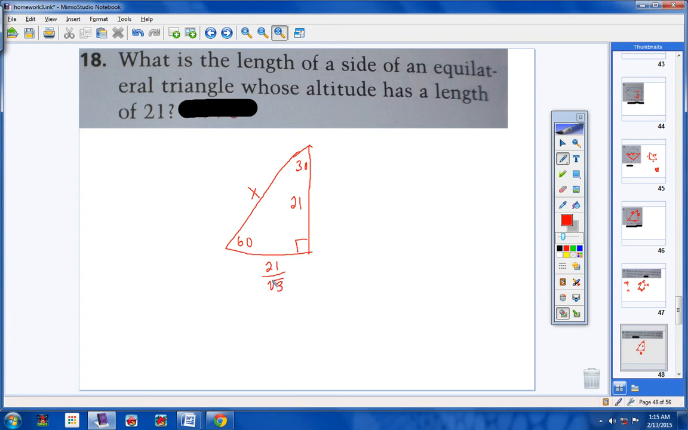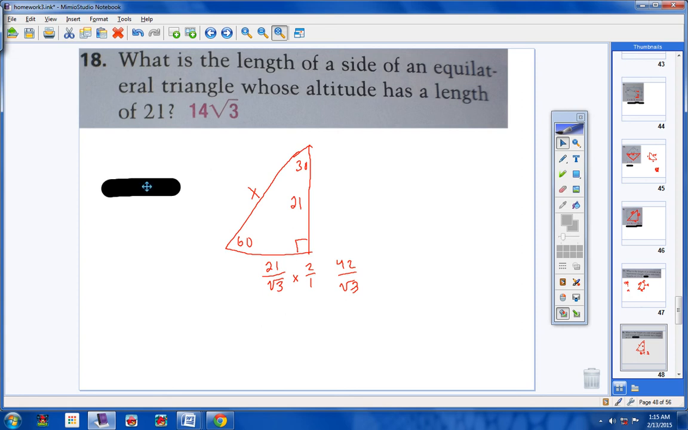Okay? Now, in order to get this length right here, which of course is the hypotenuse, right across from 90, you have to take this and multiply it by 2. So 21 over the square root of 3 times 2 over 1 would give you 42 over the square root of 3, because 21 times 2 is 42, and square root of 3 times 1 is square root of 3. So 42 over square root of 3.